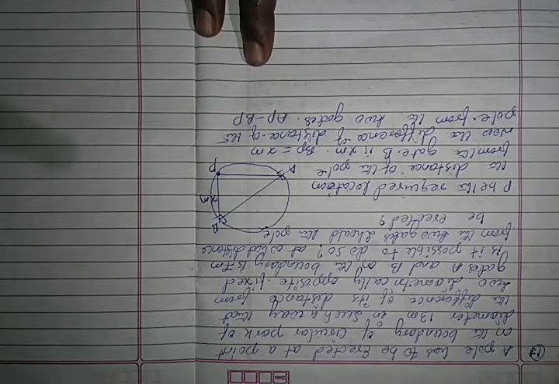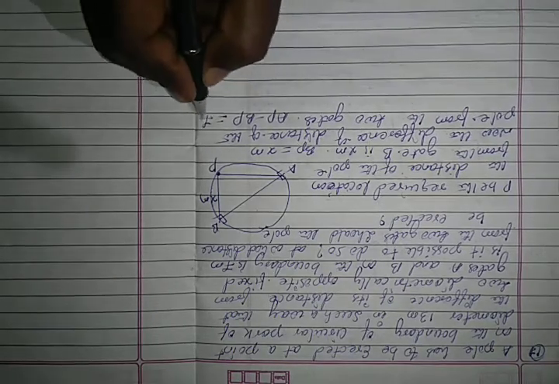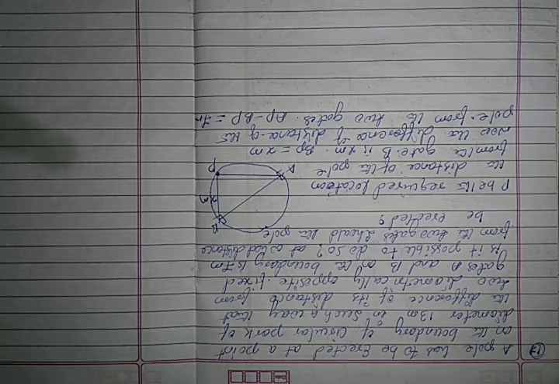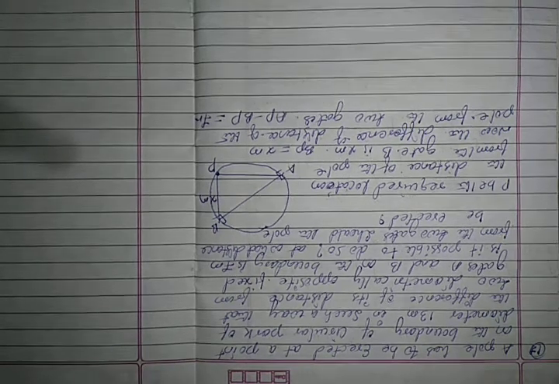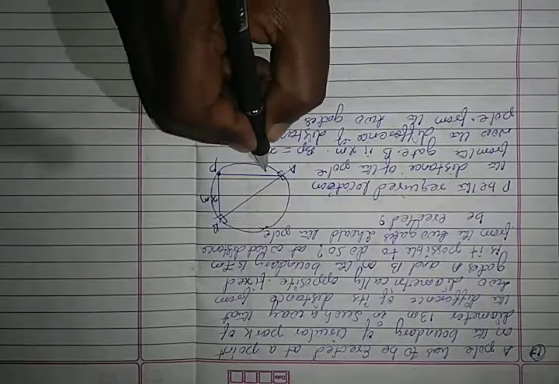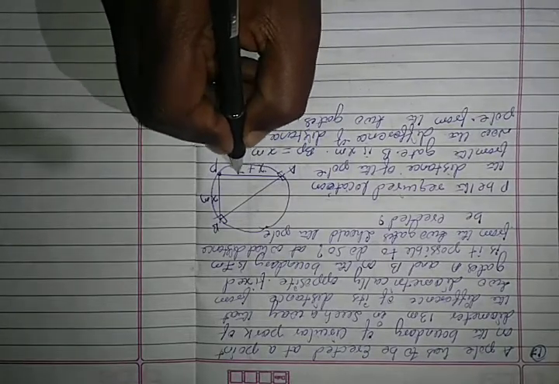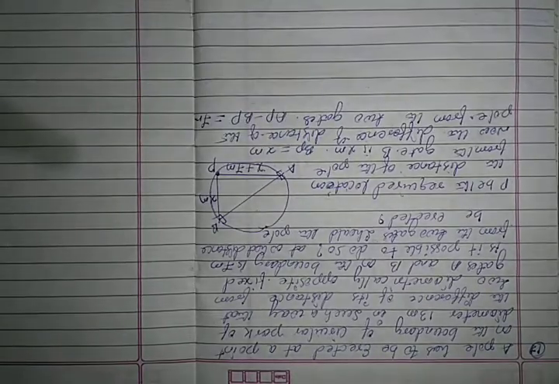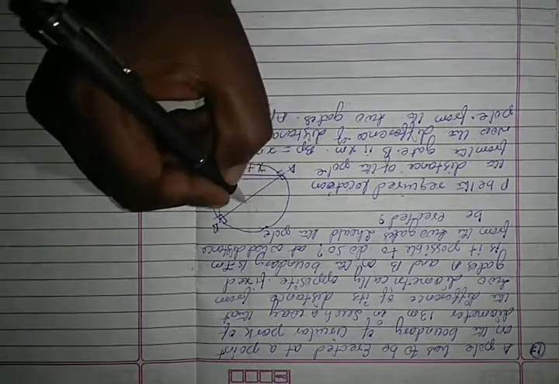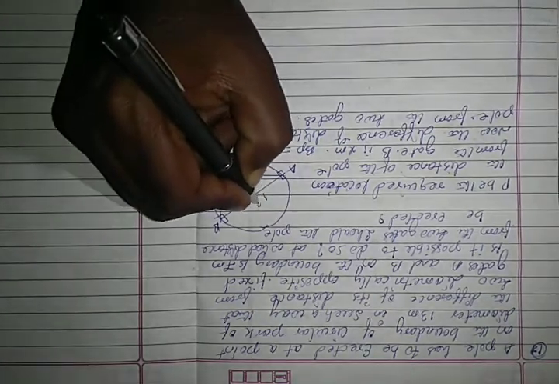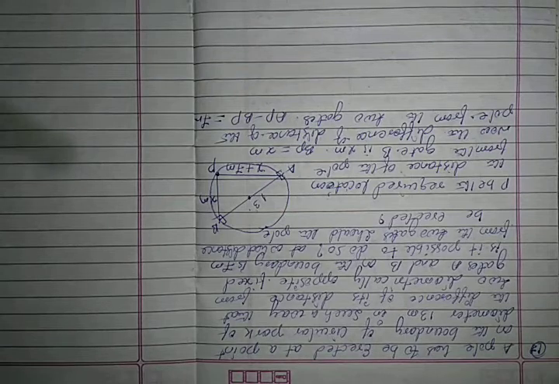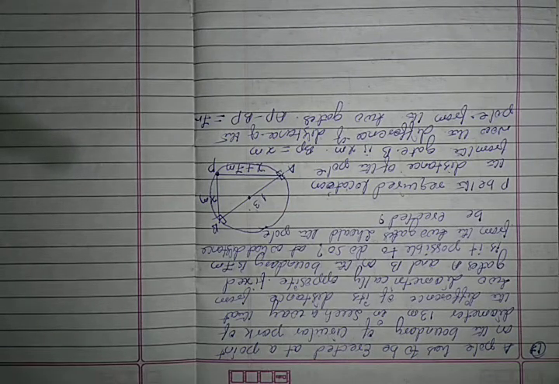So the difference between the two gates is 7 meter. So AP is x plus 7 meter, and this is the 13 meter. So the diameter, that is 13 meter. Let us see by applying Pythagoras theorem.